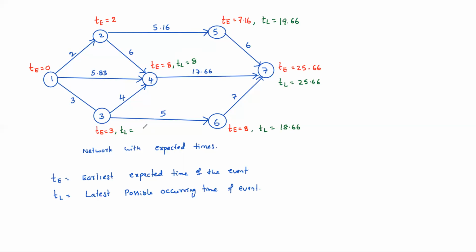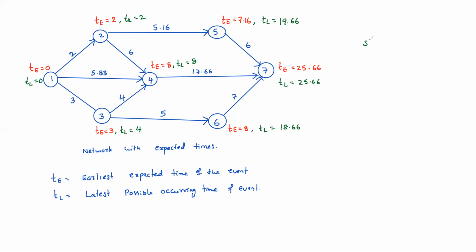Yes, sir. So 8 minus 4, 4 is the TL. For the second event, TL equals 19.66 minus 5.66, that is 14. From another route, it is 8 minus 6, 2 only. So the least, 2. And here TL is 0.